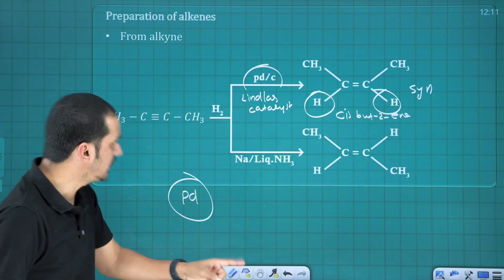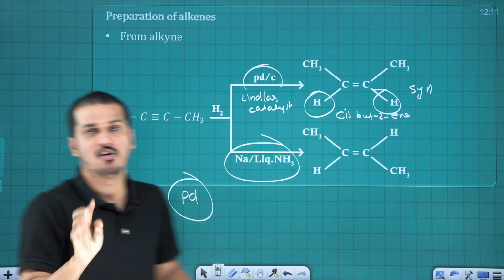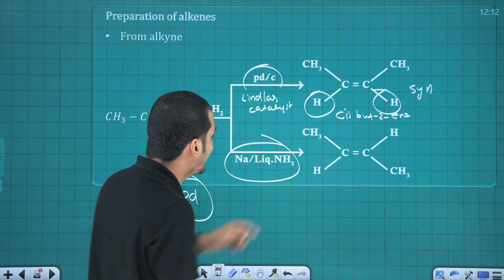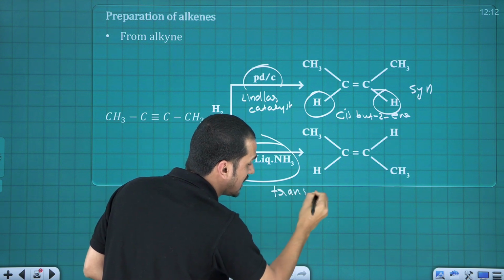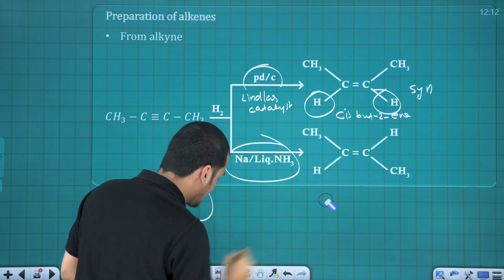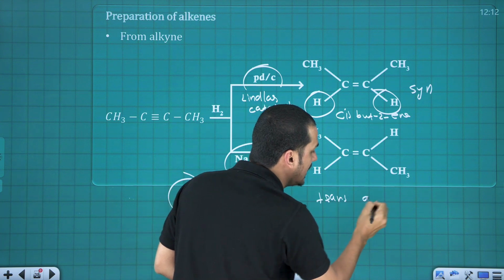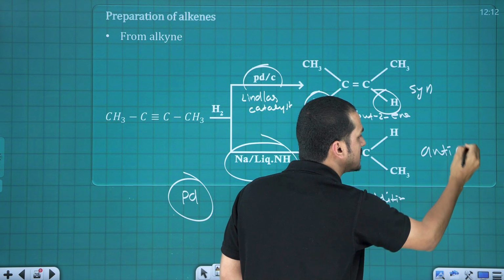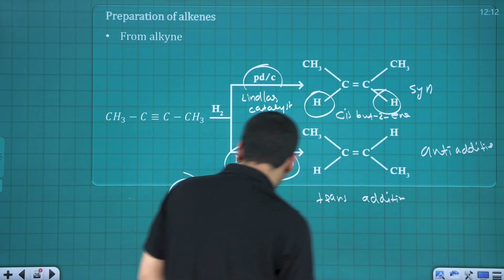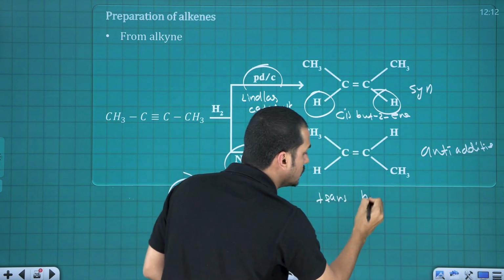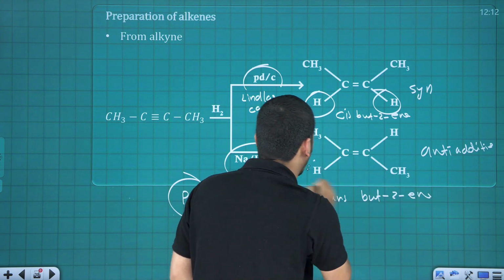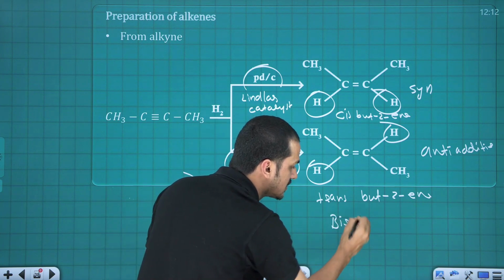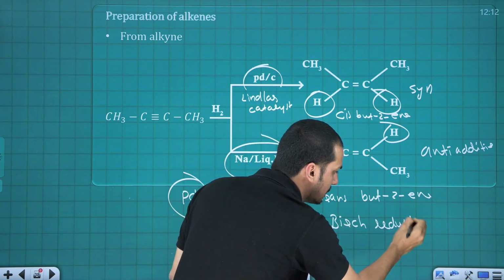Cis-butene you will get. But if you are using sodium in liquid ammonia, 1 hydrogen will be added here, 1 hydrogen will be added here. So that is actually trans addition. So the compound you are getting is trans. You are adding on the opposite side. That is what is called anti-addition. The compound you are getting is trans-butene, and this reaction is called a Birch reduction. That idea, please keep it in mind.